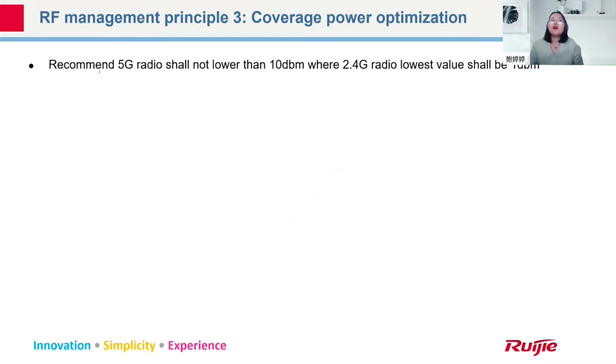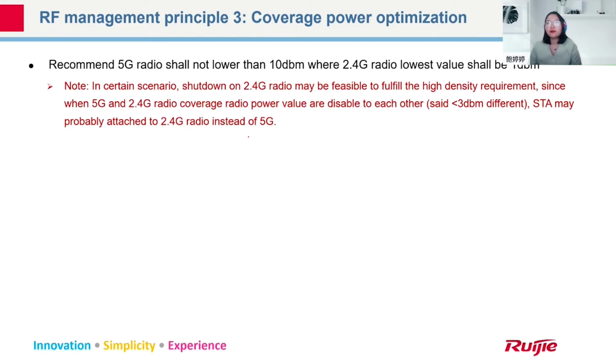And another one, it is recommended that the 5G radio power be not lower than 10 dBm, whereas the 2.4G radio's lowest value should be 1 dBm. So this is the principle: we hope stations connect to 5G, which has higher priority than 2.4G. Okay, so this is the suggestion and the note.